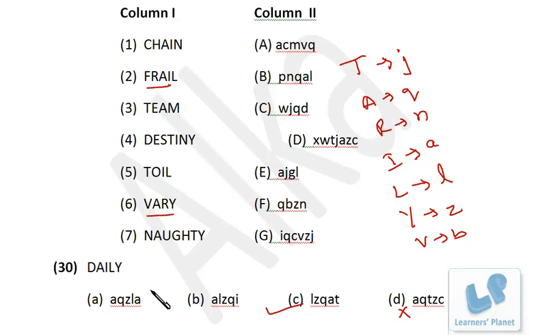So this must be correct because in this case A is repeated and here there is no repetition, right? And here it is I is used, but I is not there in this DESTINY. So D cannot be replaced by I. So LZQAT is the correct answer, right? I take the second one.